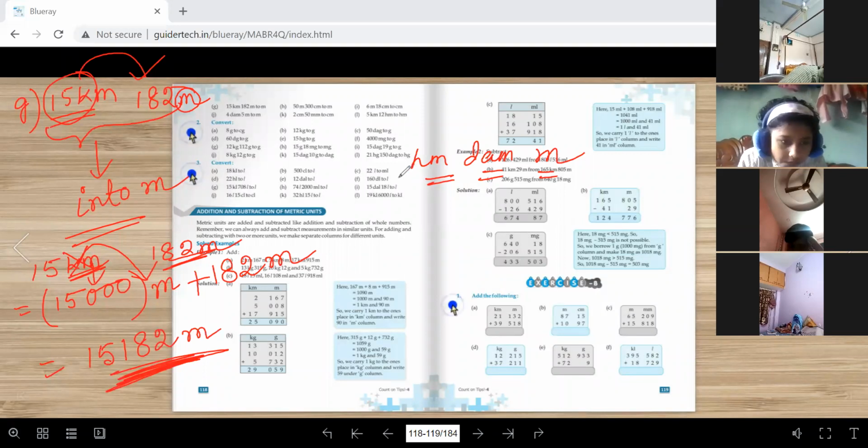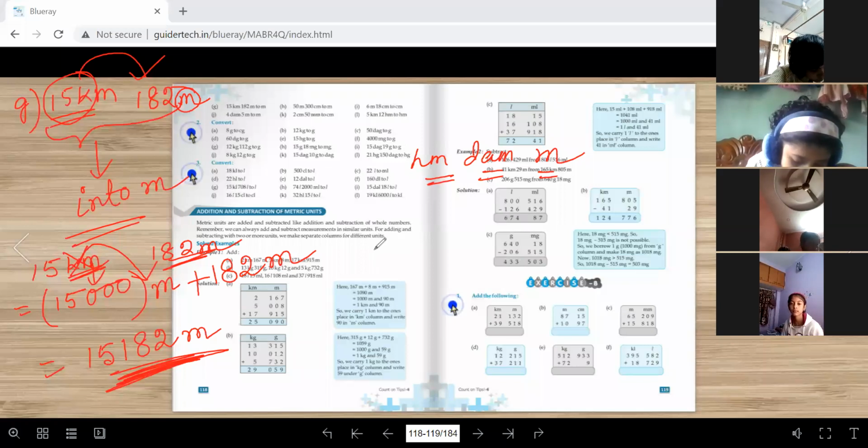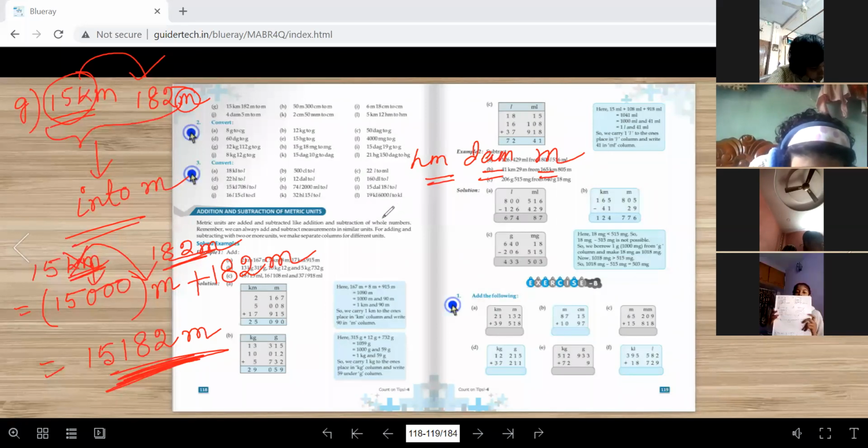Is it easy or tough? Meheria, Deboshmita, it's easy. Meheria, show me your copy. I don't think that you are doing. Show me your copy. Keep it in front of the camera. This is your today's class work. Okay, write first. Now the next one.